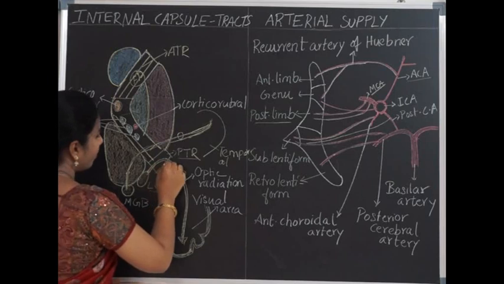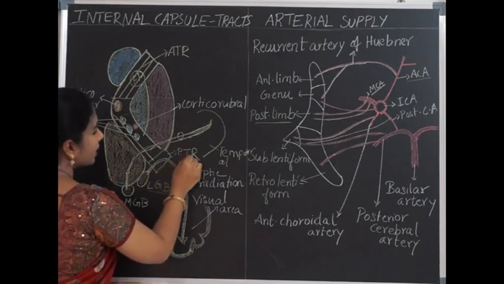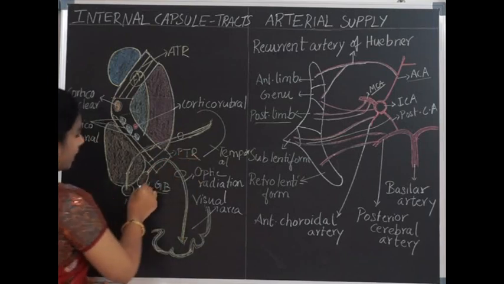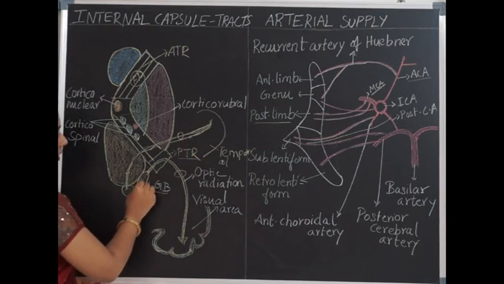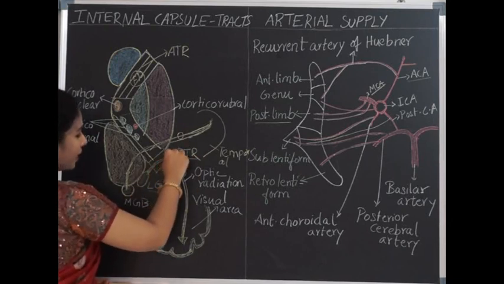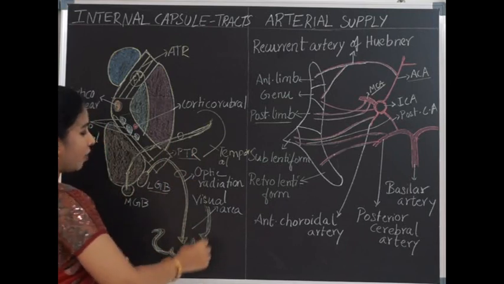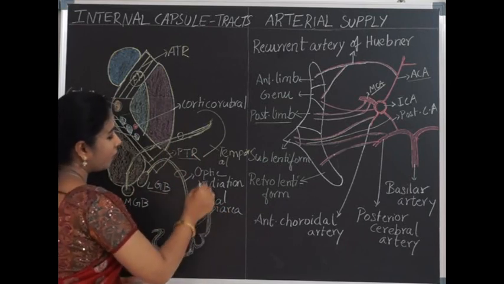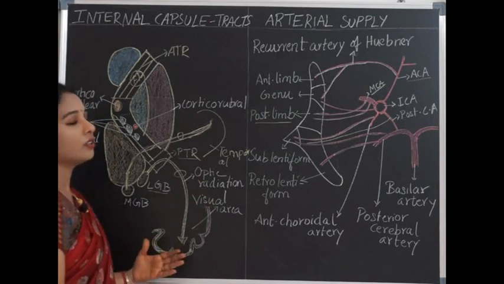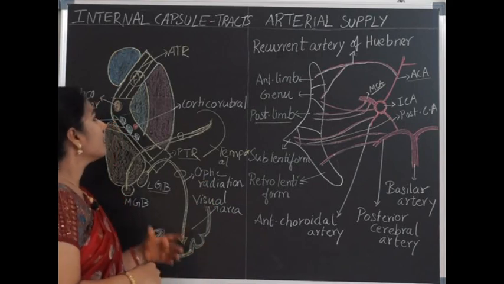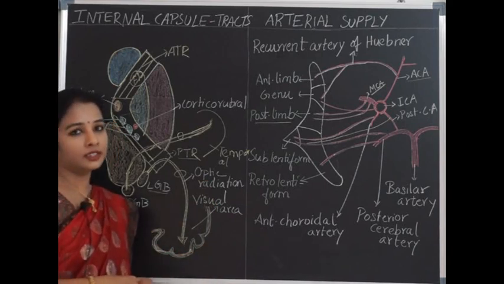And the retrolentiform part, which consists of the posterior thalamic radiation, arises from the lateral geniculate body and moves towards the visual area of the occipital lobe, forming the optic radiation. So this is about the ascending tracts, and let's begin with the descending tracts.